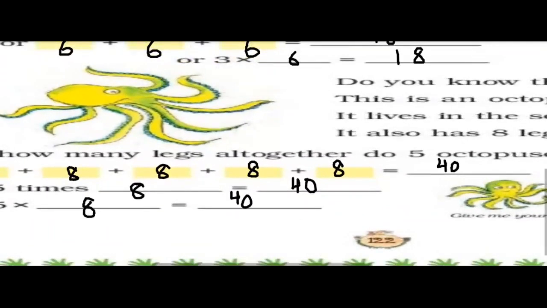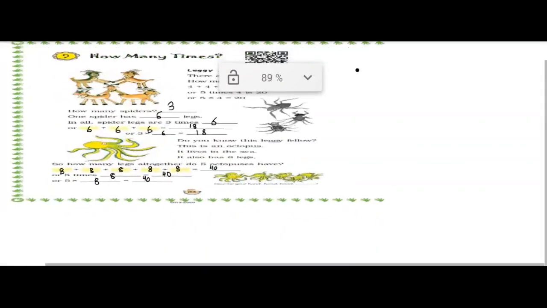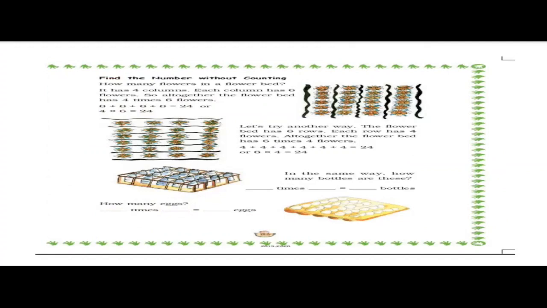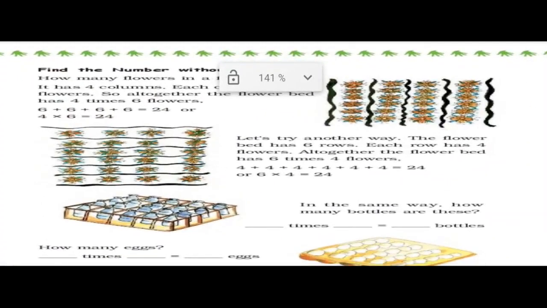Okay, so hope this page is clear to you all. From this page you can learn that if you have to add anything, you can add it directly or you can multiply the numbers. Now this one is find the number without counting. Now here we will find the numbers without counting. So you can see how many flowers are in the flower bed. So it has 4 columns. You can count 1, 2, 3, 4 columns. Yes, so you can write 4 times 6 flowers. 6 plus 6 plus 6 plus 6 equals to 24, or you can write 4 into 6 are 24.